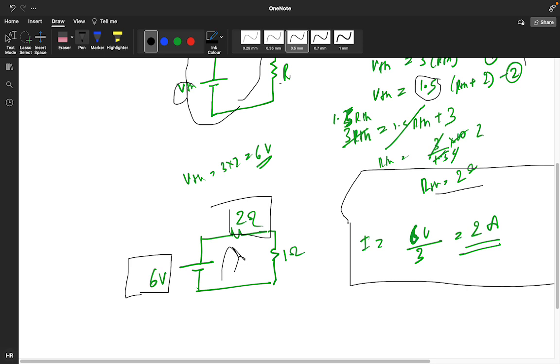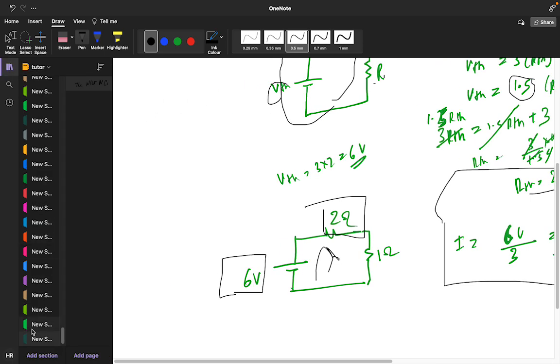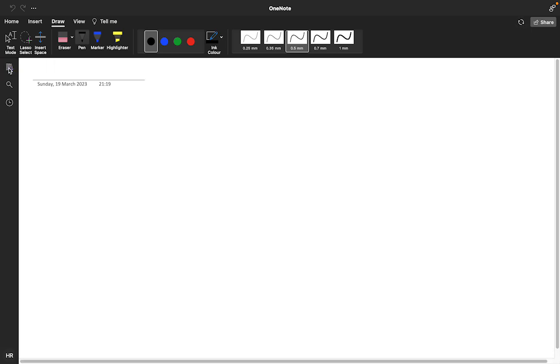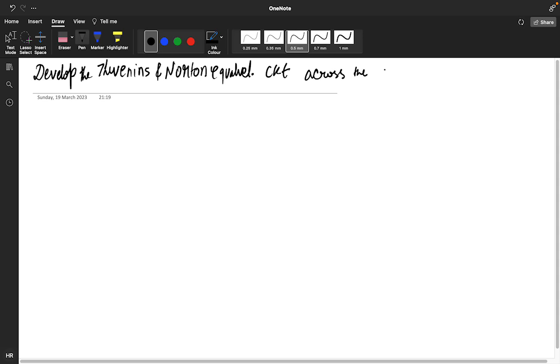Okay. You have one question, and the question is, develop the Thevenin's and the Norton equivalent circuit across the terminals A and B.